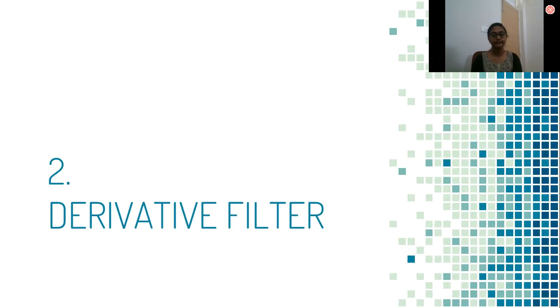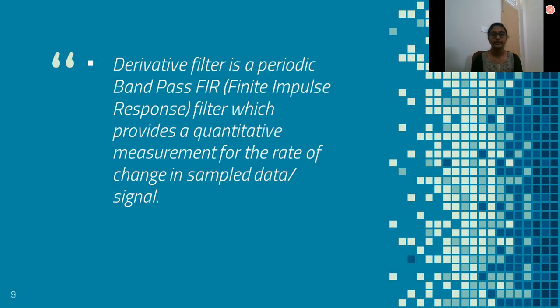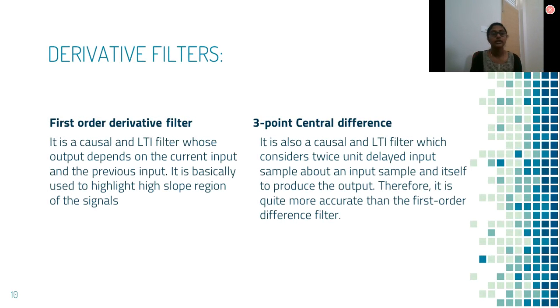And then the derivative filter. The derivative filter is a periodic bandpass FIR filter which produces a quantitative measurement for the rate of change in sample data or signal. Generally, in the continuous domain, we just take d by dt of the signal to get the differential. But in the discrete time domain, we use the present sample and the previous sample to do the derivative operation. In this experiment we will be learning about the first order derivative filter and the 3-point central difference. These two are causal filters.